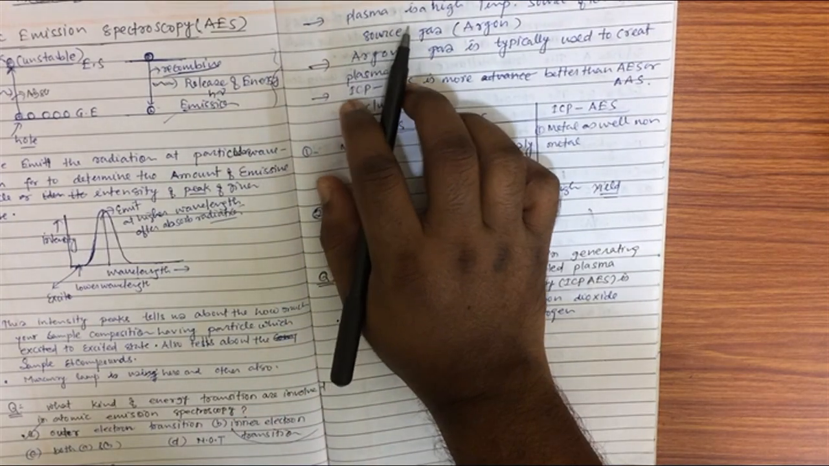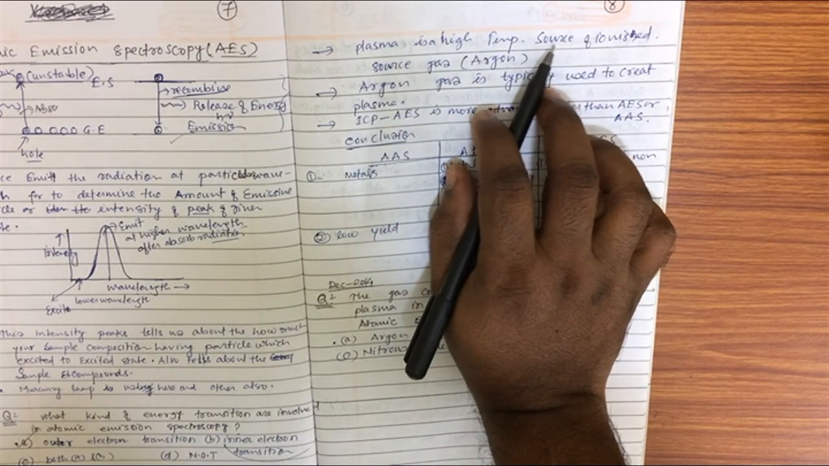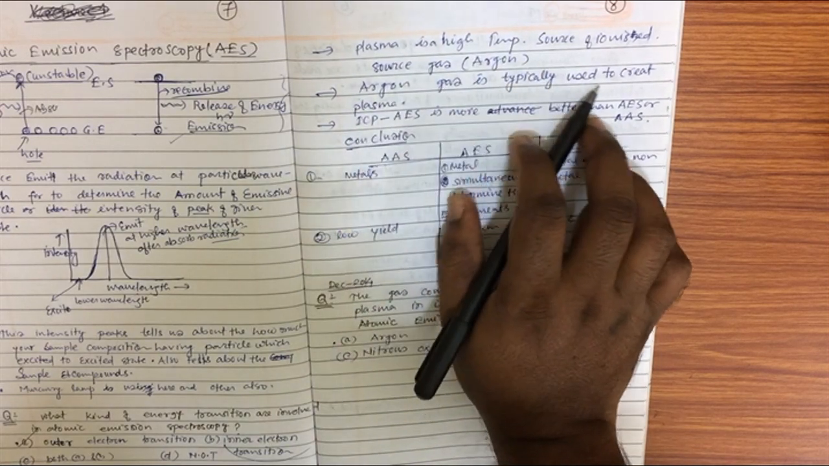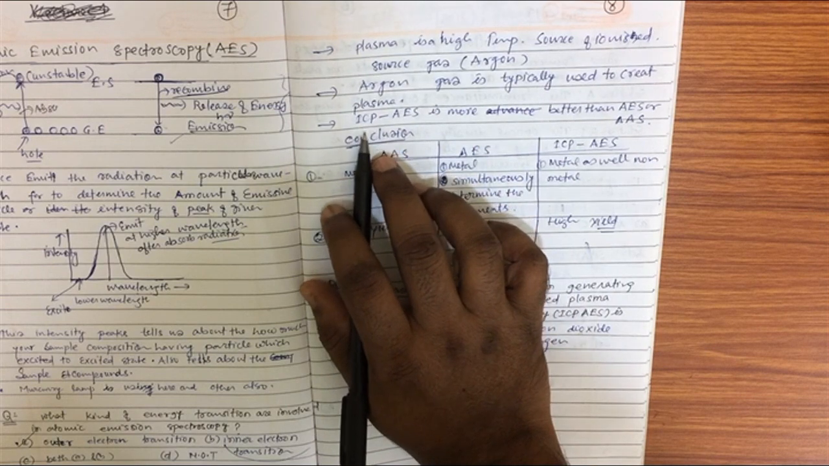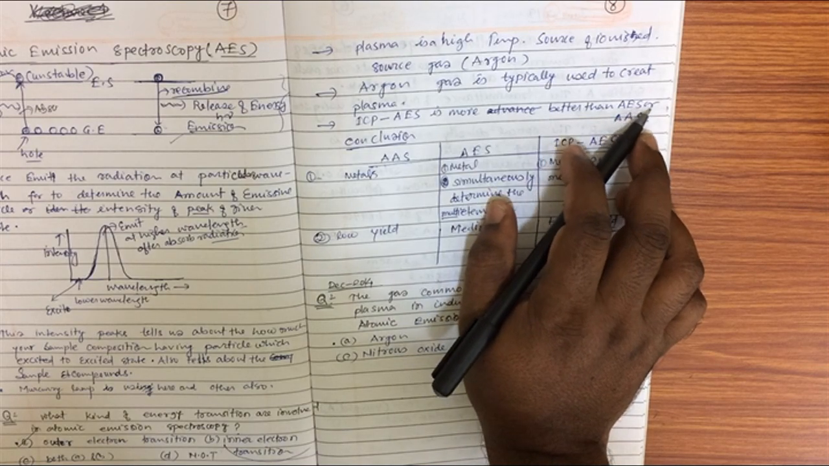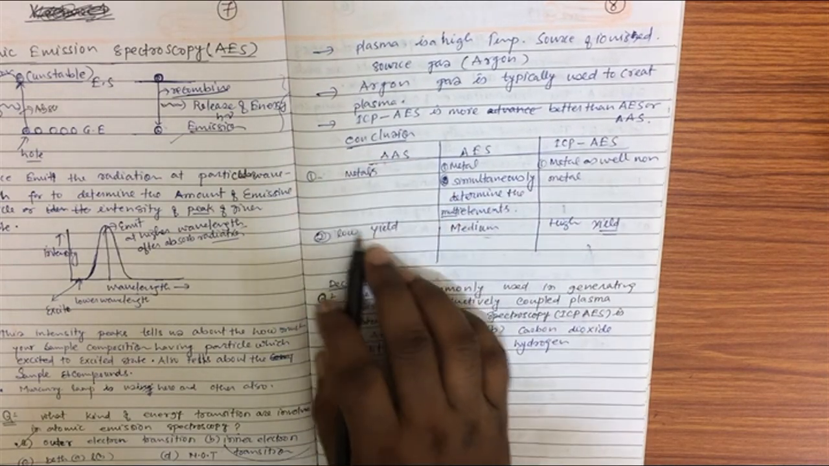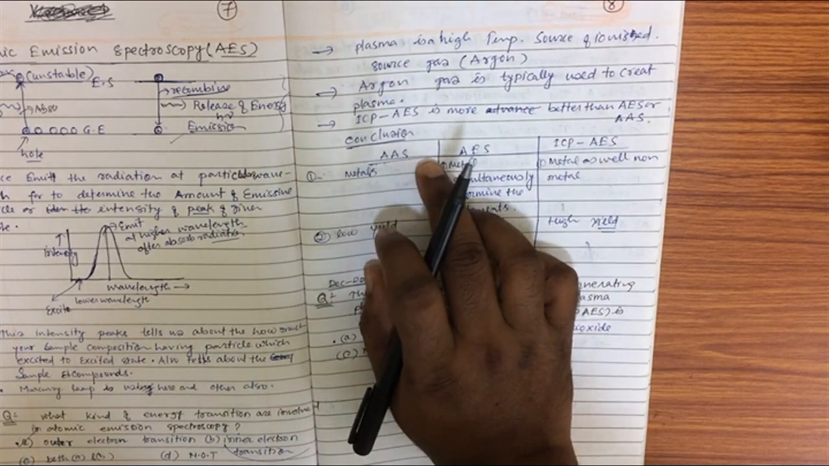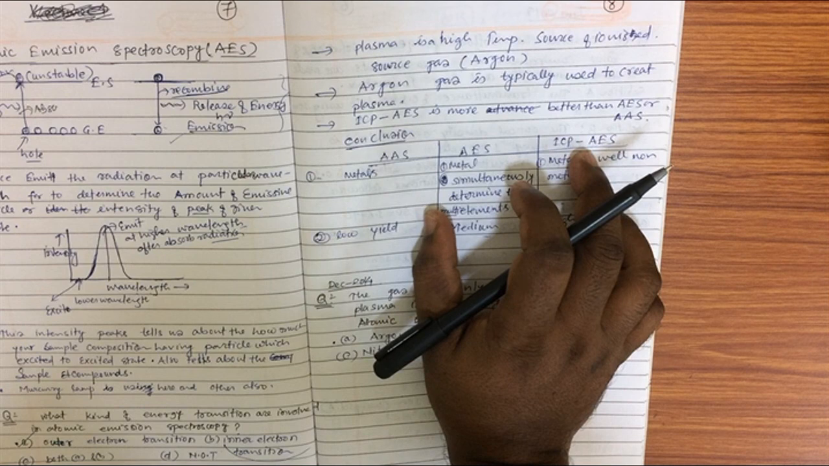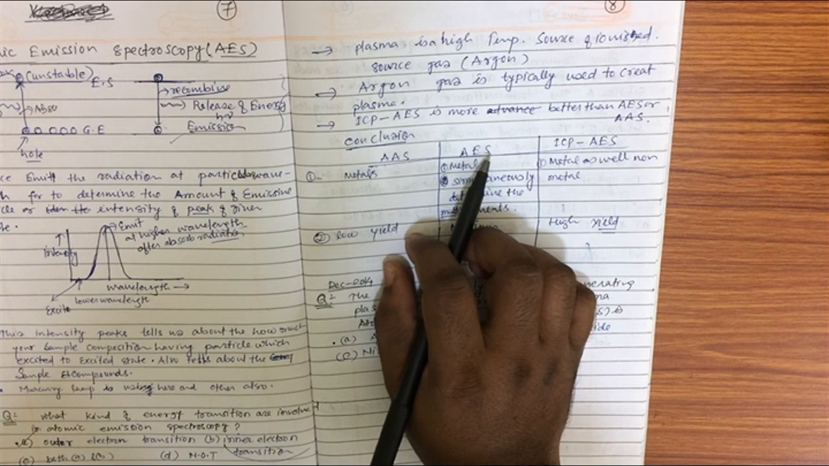Plasma is a high temperature, ionized source gas like argon. Argon gas is typically used to create plasma, and ICP-AES is better than atomic emission or absorption spectroscopy. So if we conclude all three which I have covered in the last three lectures: atomic absorption spectroscopy, atomic emission, and ICP-AES.